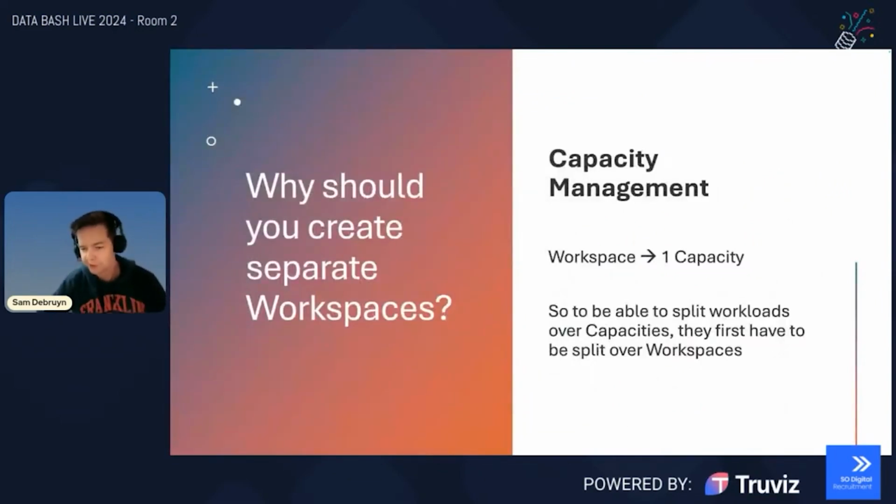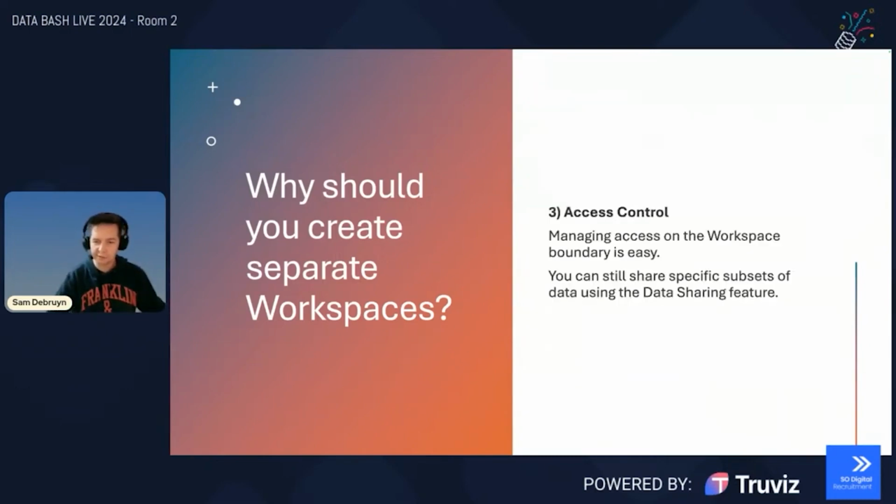But if you want to split up your workloads over capacities, you have to split up over workspaces. And there we come back to why I split up the different workspaces for the different layers and the different teams and different domains. Because if you want to split up the workloads by capacity, you have to split them up by workspace first. So I think splitting it by workspace is not too complex to do, and then assigning different capacities to it, that's, I think, where you can make an actual difference.